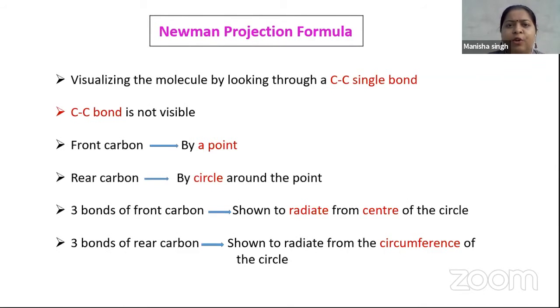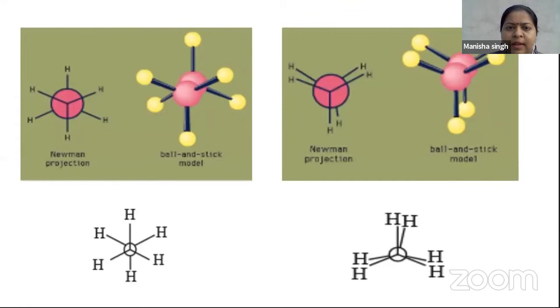Then we have seen the Newman projection formula. Next, please. In Newman projection, you can see the front carbon is denoted by the dot, and the back carbon or the rear carbon is denoted by the circle, and the hydrogens are shown as radiating from the center of the circle, and the hydrogens are radiating from the circumference of the circle for the back carbon. So you have seen all these diagrams last time.